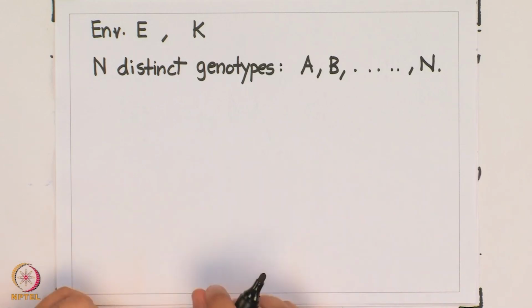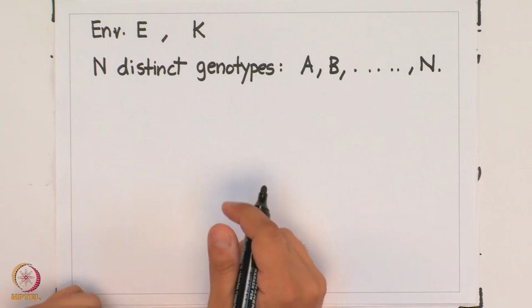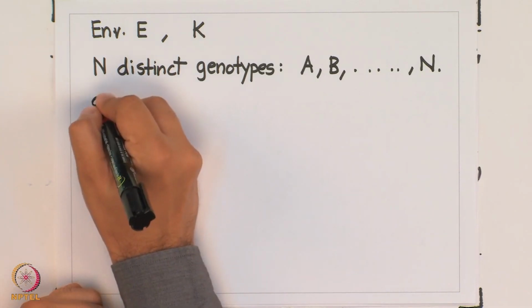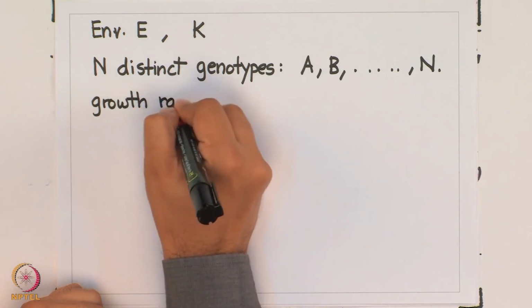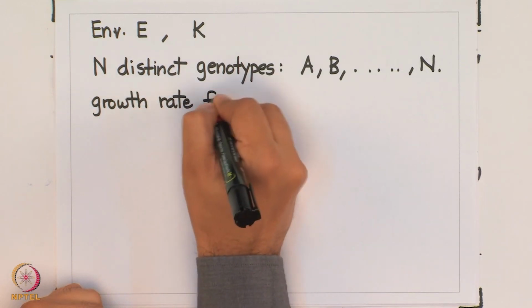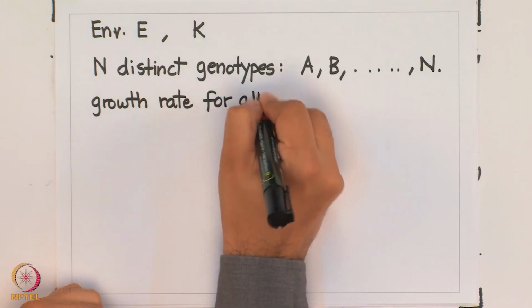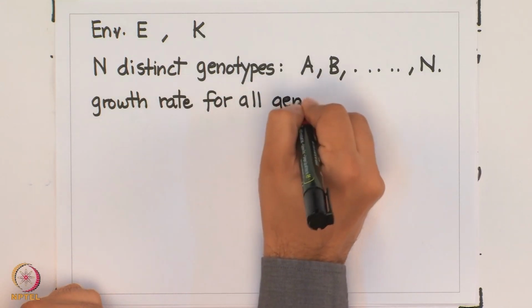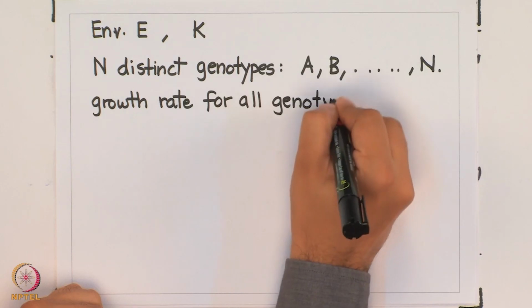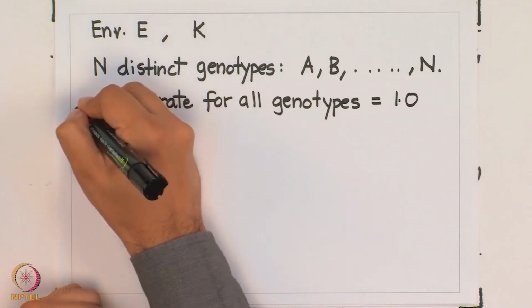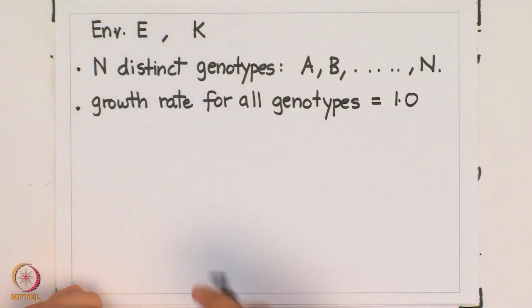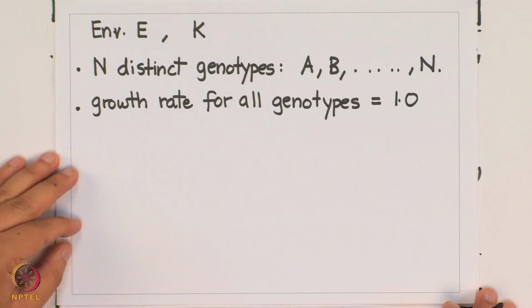Again, for the sake of simplicity and because we only want to talk about mutations and not selection at this point, the growth rate for all genotypes is equal to 1. Right? So, at this point we just want to lay the framework out which helps us develop the analysis further.